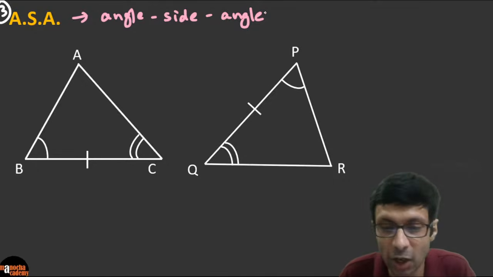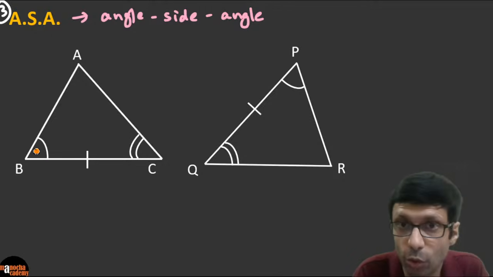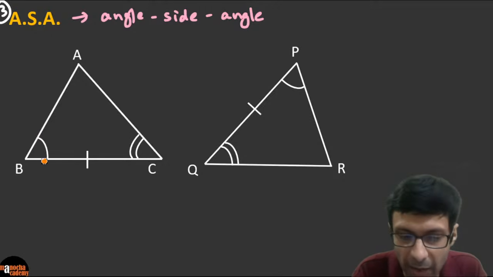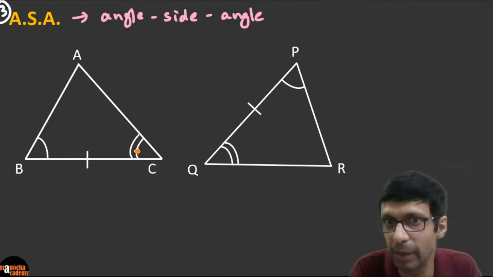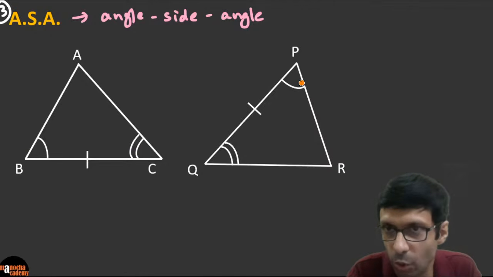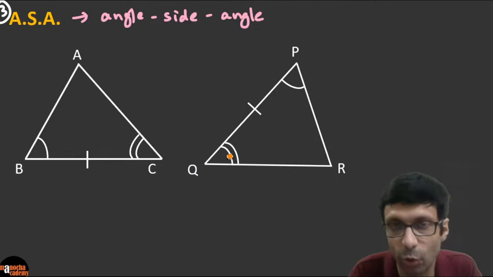Thanks, guys. You're enjoying. So take a look here, angle side angle. We can apply it here because you just need to check the order. So the angle, the side and the angle, and they should obviously be equal. So angle B is equal to angle P, this side BC is equal to PQ, and the angle C is equal to angle Q.